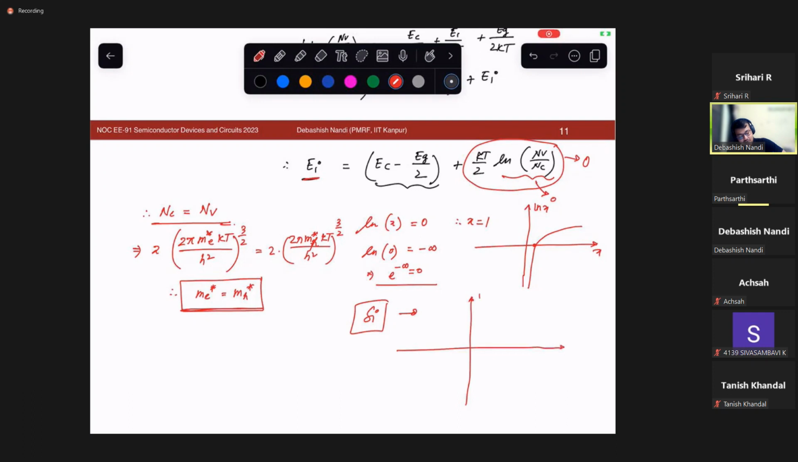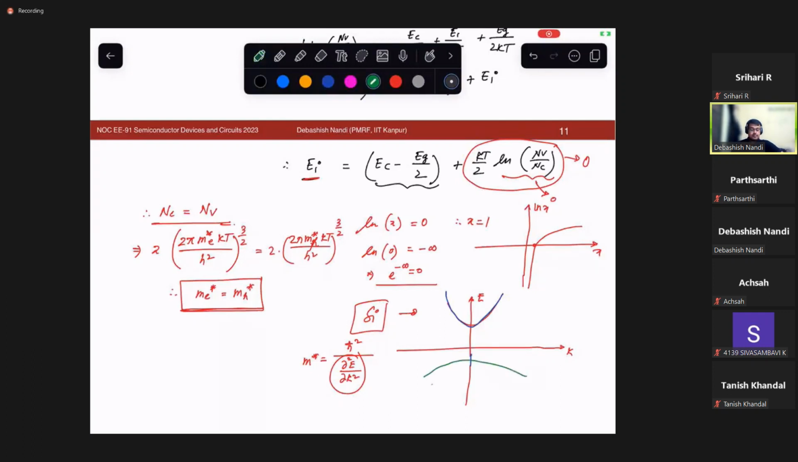That is one way, but we can tell it from the E-k diagram, the more theoretical and more exact one. Your m star is nothing but h bar square divided by the double differentiation, del square E by del k square. So if m is more, this curvature is lesser. For the hole it will be a flatter one.